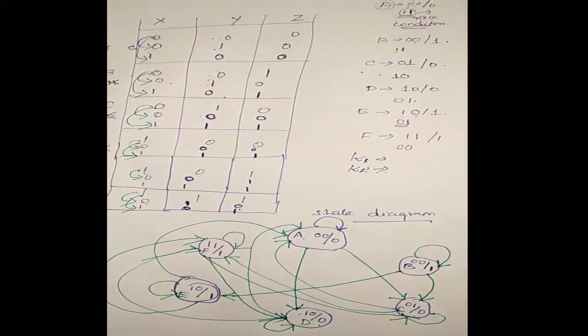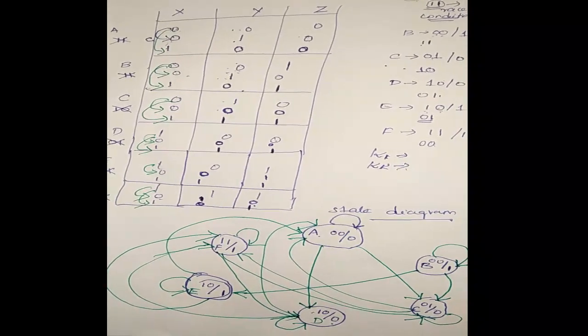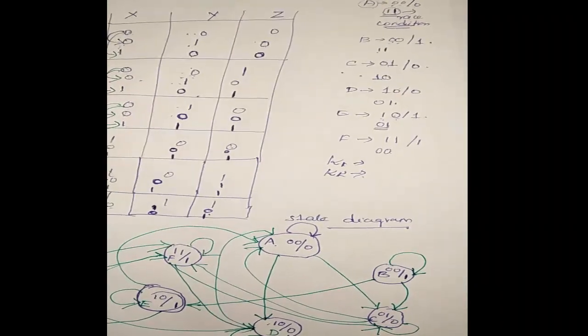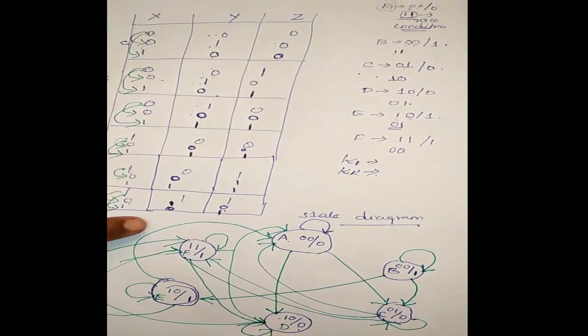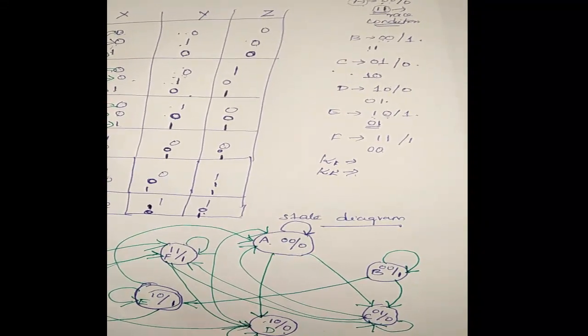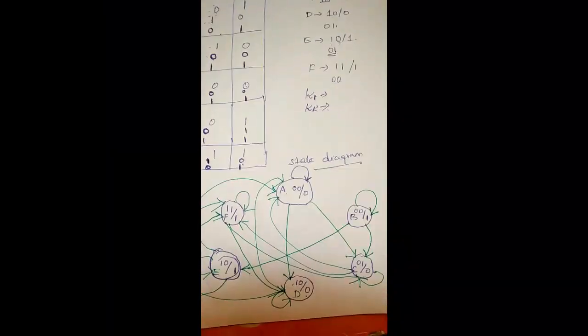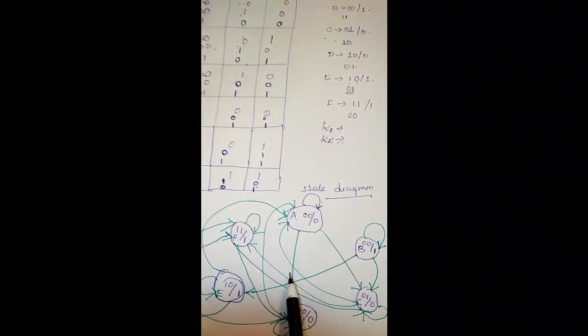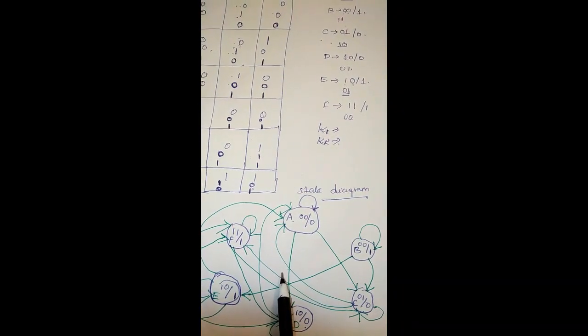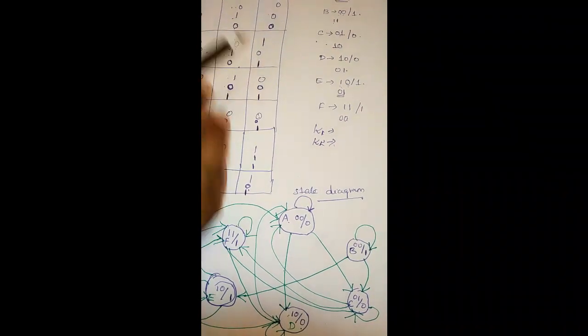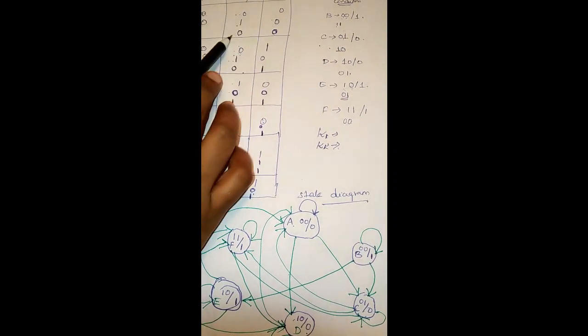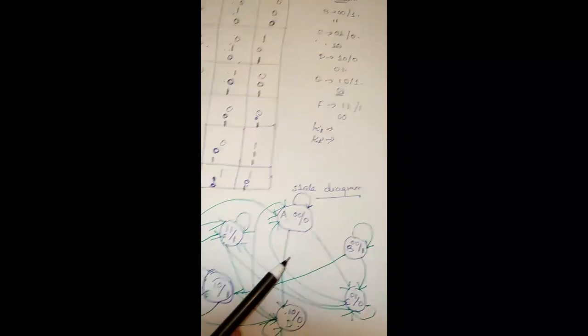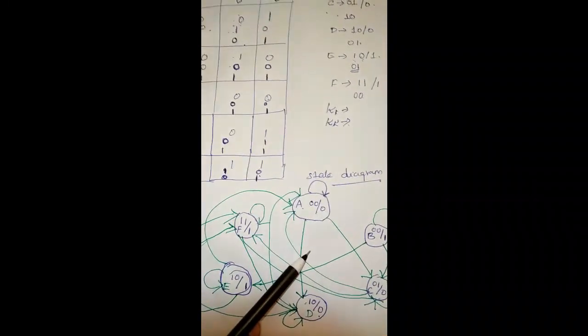Yes, you have understood the sequence. So students, we saw how we came from the reduced state table to the state diagram, right? We analyzed each and every possible input and we ended up with the state diagram.